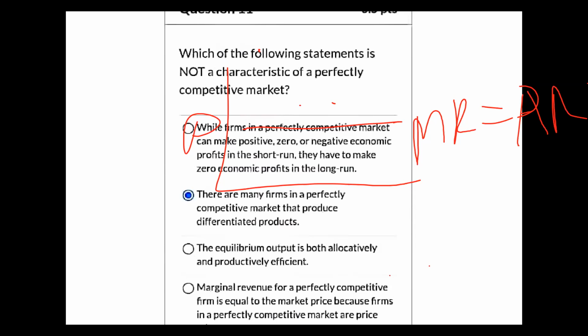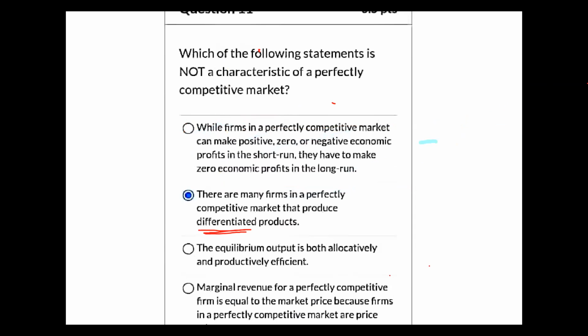So the key thing is that they produce what? Differentiated products. That's not what we said. Perfect competitors don't produce differentiated products. Instead, what products do they produce? Anybody? What products do they produce? So they produce homogeneous products. Yes, they produce homogeneous, or same, or identical products. That's what we said.